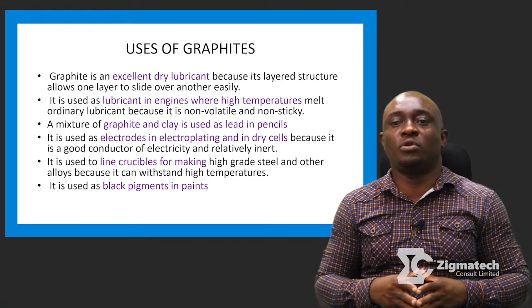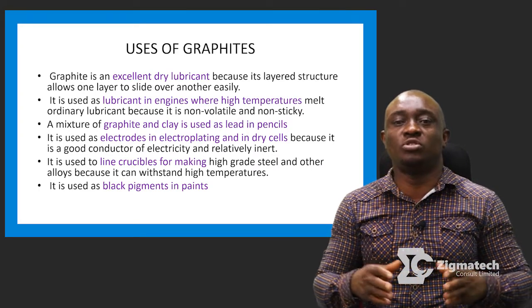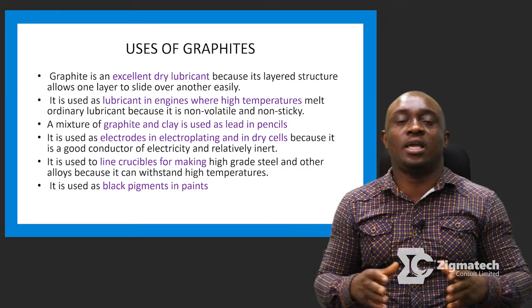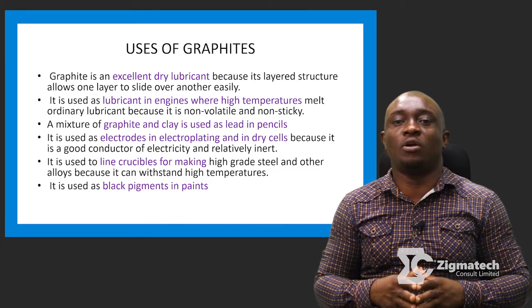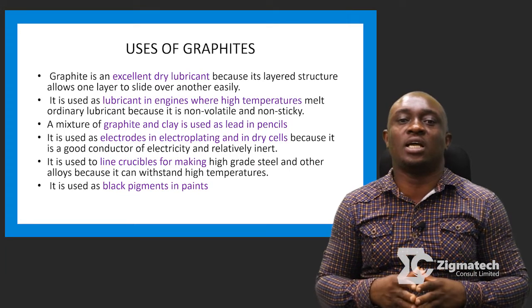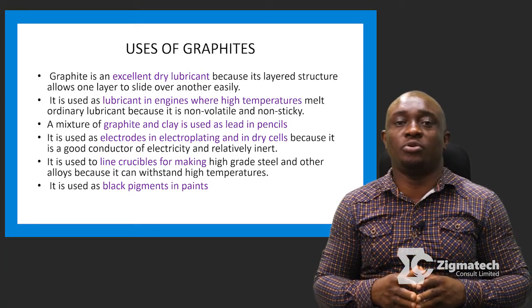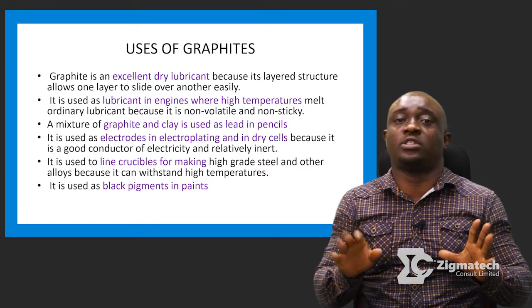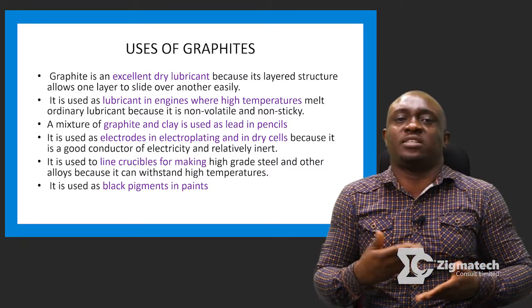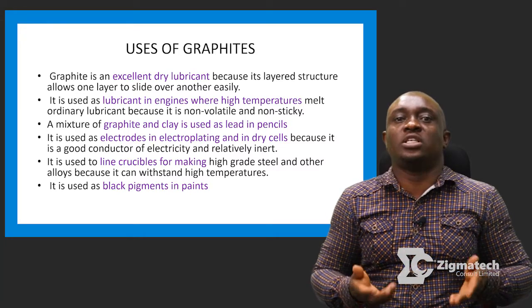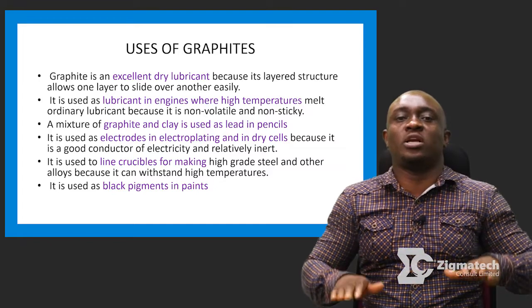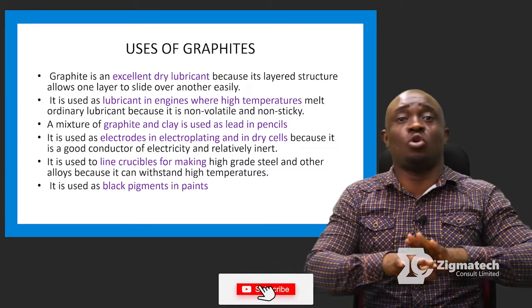Then another thing we want to talk about here is it is used to line crucibles for making higher grade steels and other alloys, because it can withstand higher temperature. Let me tell you, if you use marker or anything and write on a particular surface, if you expose it to sun, as time goes on, the color will fade. That is why you see signposts on the road, the sun will be coming on them. After a while, the signpost color will fade. They say it's no longer new again.